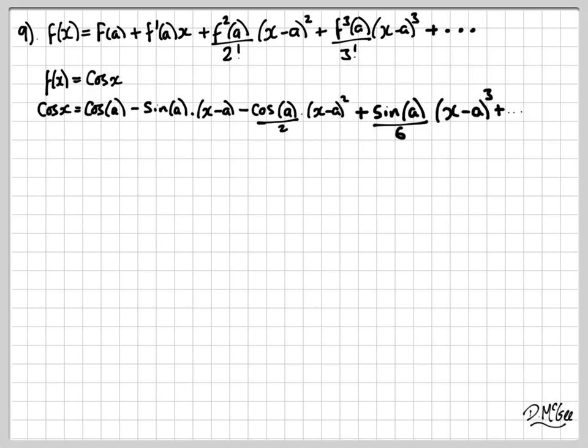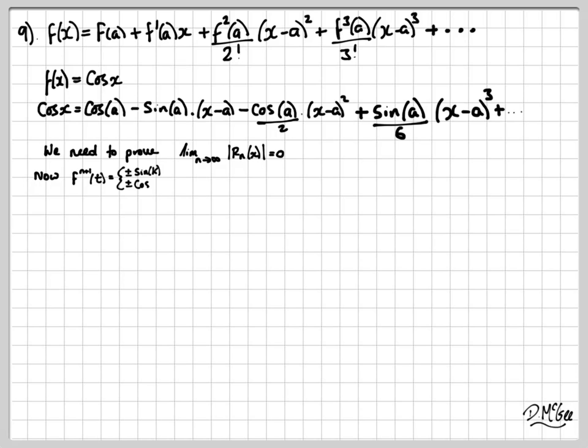Okay, so we've got to show that essentially our series will converge to cos x for all values of x, and what that really means is we need to find the error term and show that the error term will tend towards 0 as n tends towards infinity. Okay, so let's see how we're going to achieve this.